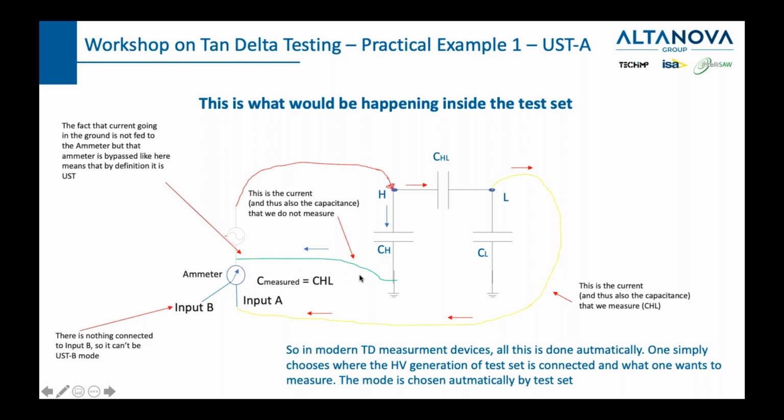I'm bypassing the measurement of the current running in the ground. I'm just measuring this current, and that means I'm just measuring CHL. So you see, with UST, by definition, I'm not measuring ground, I'm just measuring this. I'm entering the ammeter and I'm measuring just the current running through CHL.